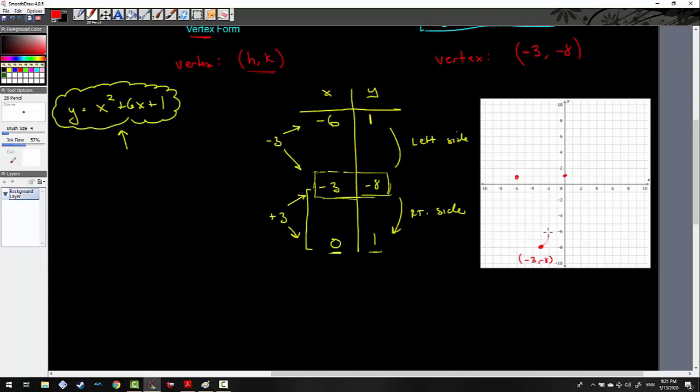Notice the symmetric nature of the parabola. Notice, and that was supposed to happen, right? Because the parabolas are all symmetrical. So here we go. There's the symmetry, and there's our graph.